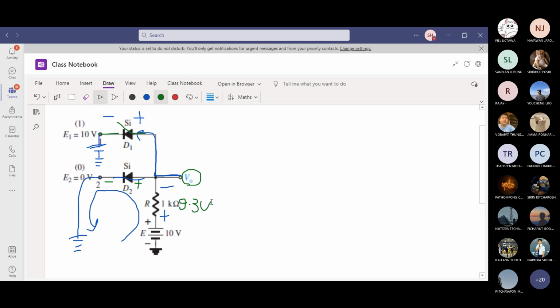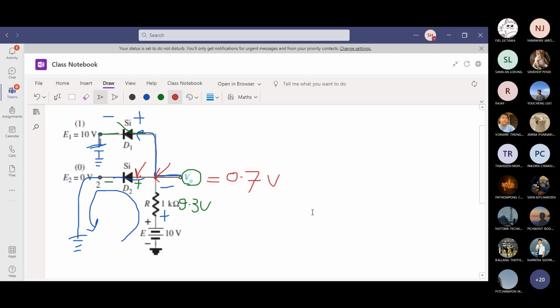So what is V out then? V out you can see from two perspectives. The probe is actually sensing this one. Or you can also sense this one from top of the node to the bottom. If you take minus 9.3 plus 10, how much do you get? 0.7. 0.7 volts here. Is it 0 volt? No, it's not 0 volt.